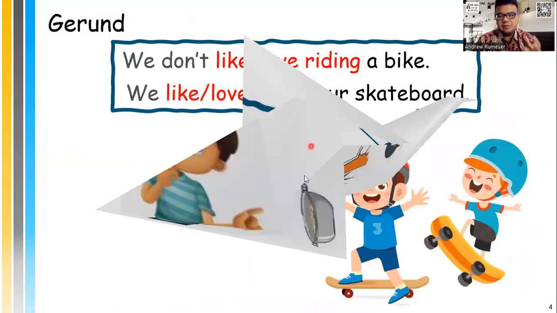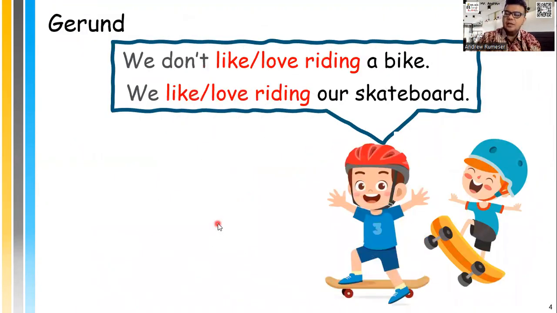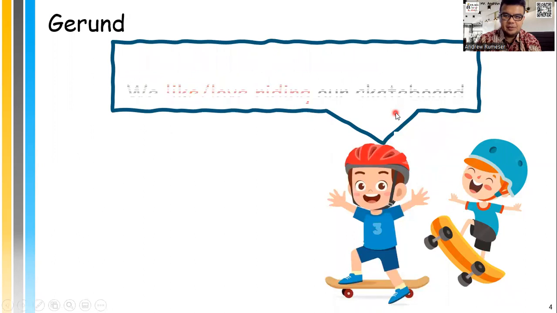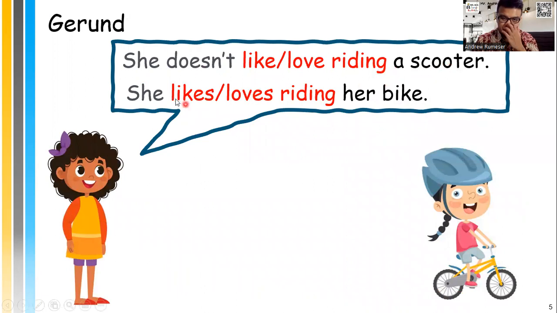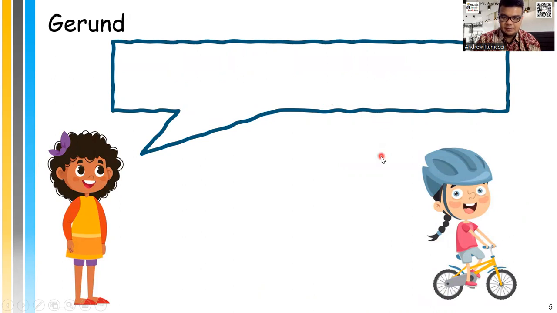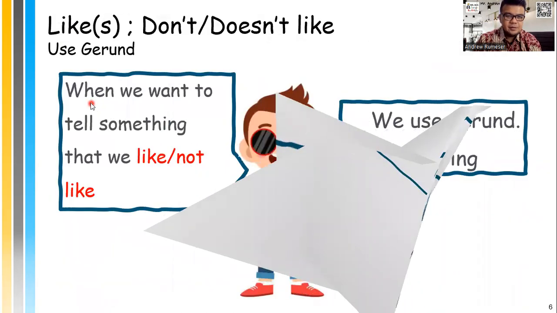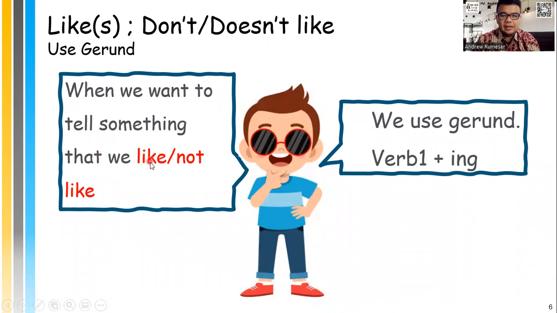Usually we use gerunds when we want to say we like or don't like to do something, right? Example, we don't like riding a bike. We don't love riding a bike, right? We like or we love riding our skateboard. All right, very good. Other example, she doesn't like riding a scooter. She loves riding her bike, okay? Do you understand? So when we want to tell something that we like or not like, we use gerund, which is the verb 1 plus ing.